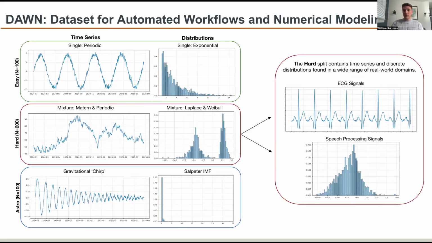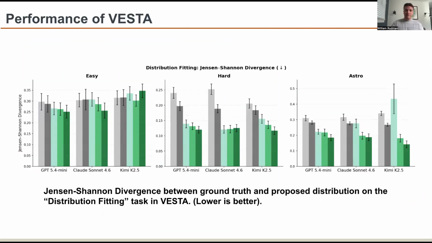To benchmark VESTA, we built Dawn. Dawn contains two domains, time series and discrete probability distributions, each with three splits: easy, hard, and one split that's designed specifically for astronomy tasks. The two astronomy tasks we consider are modeling gravitational wave signals and modeling initial mass functions. However, Dawn isn't necessarily limited to astronomy tasks and can be applied to any data science domains.